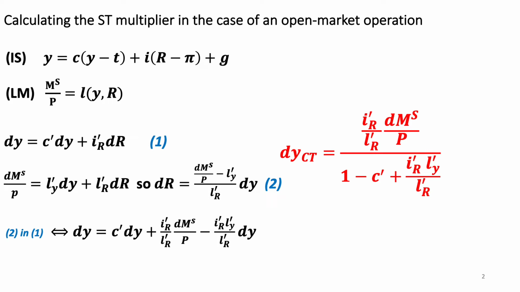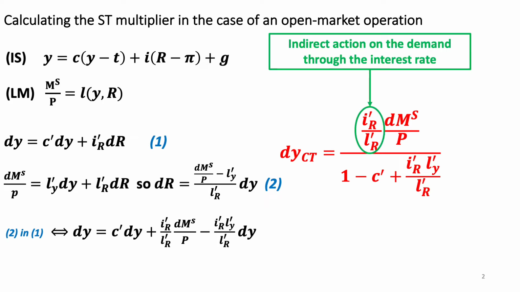If we look at it closely, what do we learn? We learn that the impact of a monetary policy is indirect. It goes through the interest rate. Look at the term I'r over L'r. L'r measures the effect of the monetary policy on the interest rate, and the term I'r measures the effect of the variation of the interest rate on the investment.